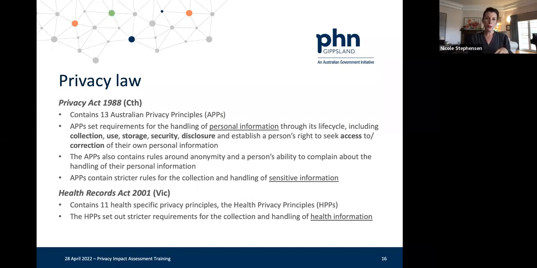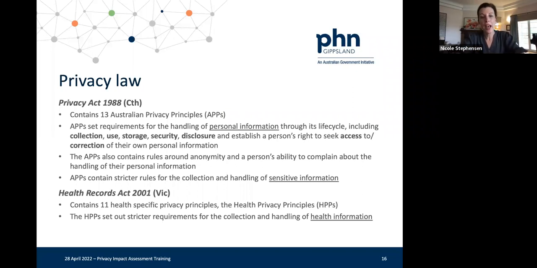And they also establish a person's right to seek access to or correction of their own personal information. The rules around anonymity and a person's ability to complain about the handling of their personal information are also set out in Commonwealth privacy law. And the APPs, or those Australian privacy principles, contain stricter rules for the collection and handling of sensitive information. And remember, we've just gone through that definition of personal information and the subsets of sensitive and health information. Now, health information in Commonwealth privacy law is defined as a subset of sensitive information.